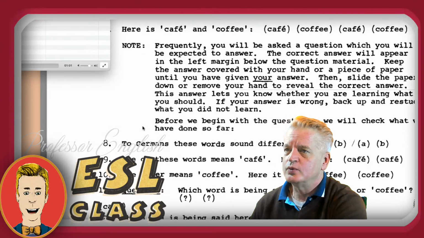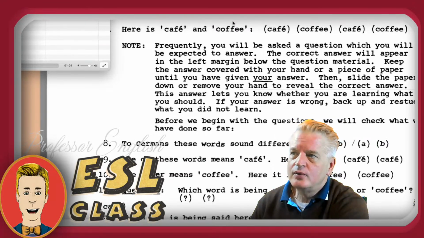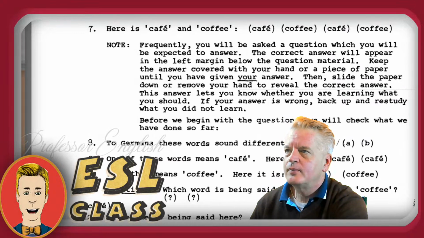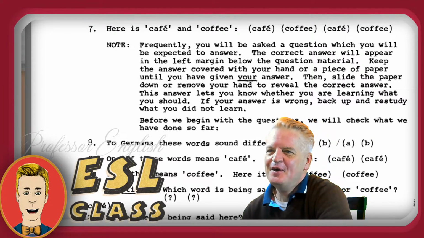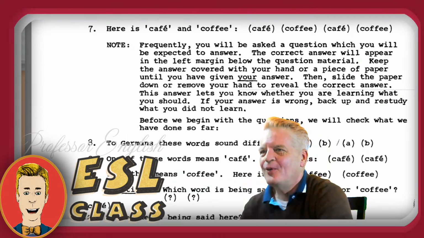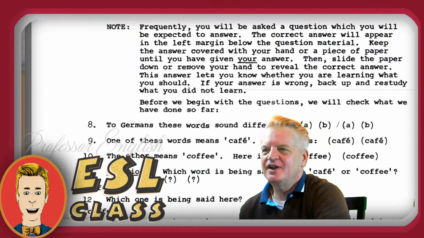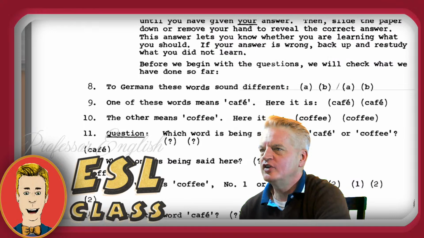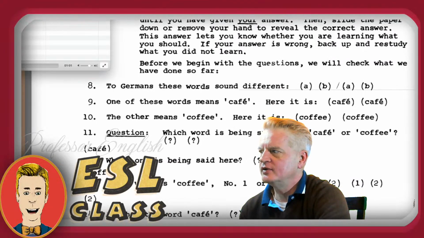If your answer is wrong, back up and restudy what you did not learn. Before we begin with the questions, we will check what we have done so far. So number 8, to Germans, these words sound different. Coffee, coffee, coffee, coffee.